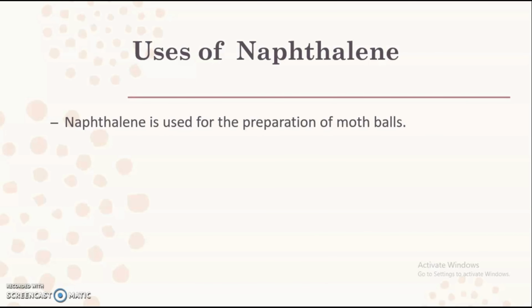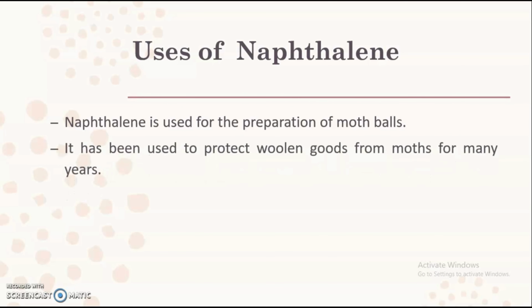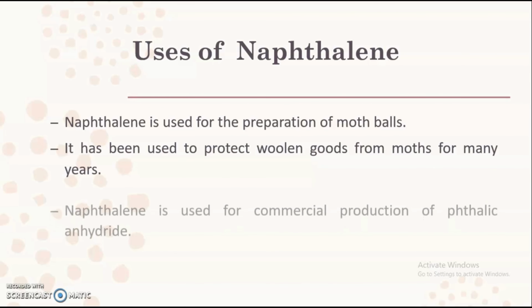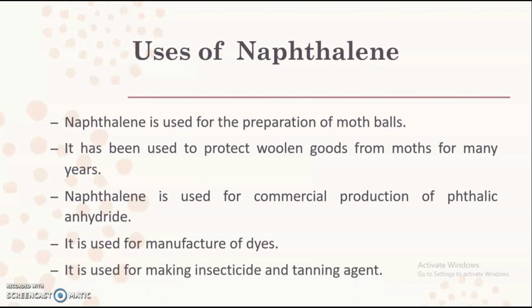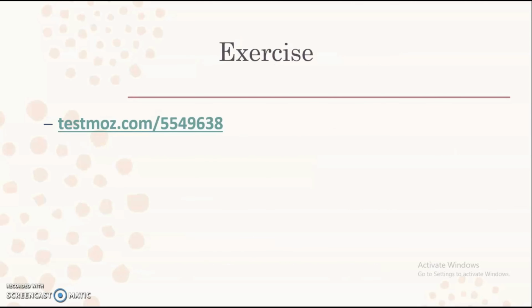Now we will discuss what are the different uses of naphthalene. Naphthalene is used for the preparation of mothballs. It is also used to protect woolen goods from moths for many years. Naphthalene is used for the commercial production of phthalic anhydride, and it is used for the manufacturing of different dyes. So these are the various uses of naphthalene. Then also it is used for making insecticides as well as tanning agents.